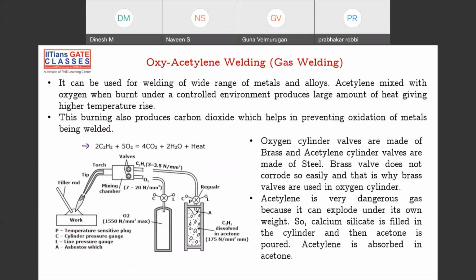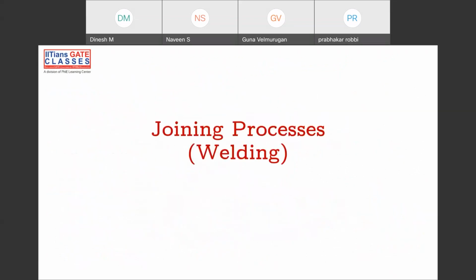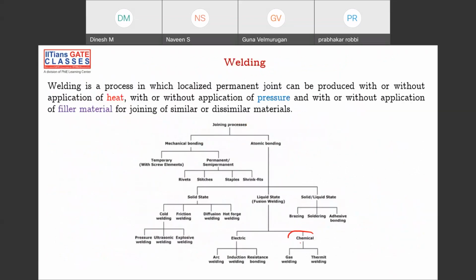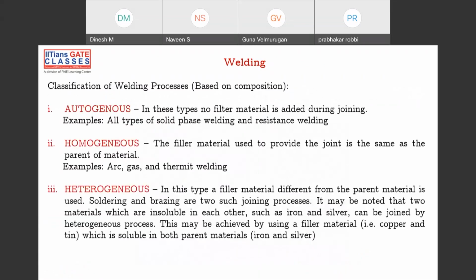Then we'll discuss something about techniques of welding. And this is your first technique or welding method, that is your gas welding, and it is known as oxy-acetylene welding, and this welding will come under chemical welding. So initially we have seen the classification, chemical energy is used, and this is what we are discussing. In gas welding we are discussing oxy-acetylene welding.